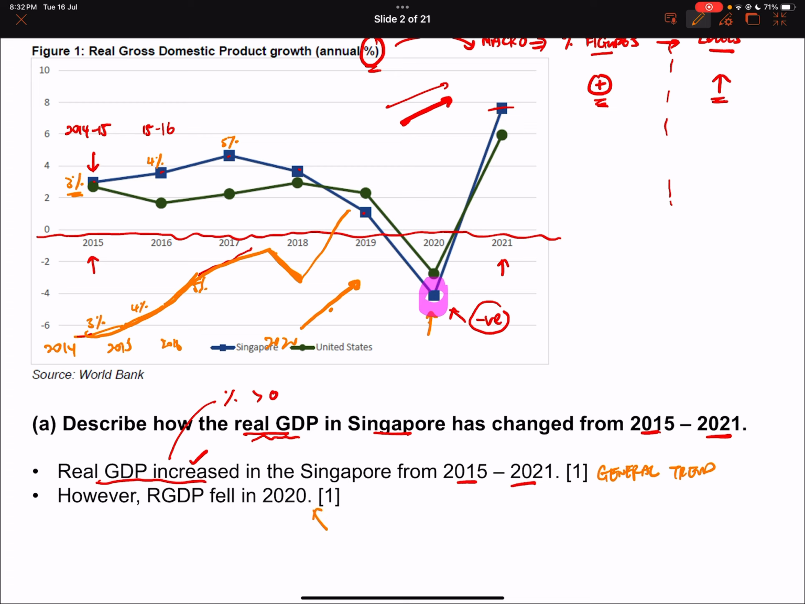score 2 for anomaly. Real GDP fell in 2020. Again, not because the squares are trending downwards, but because for this pink color year, the number is negative. If the percentage figures are positive, the variable itself is increasing. If the percentage figures are negative, like in the pink color year, the variable itself is decreasing. Okay, so that's the first data response question.